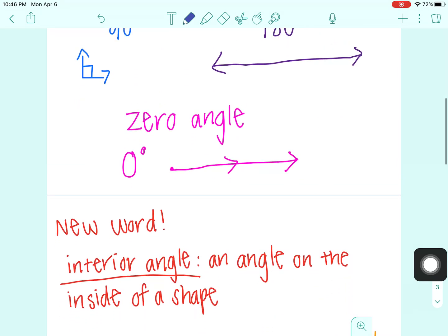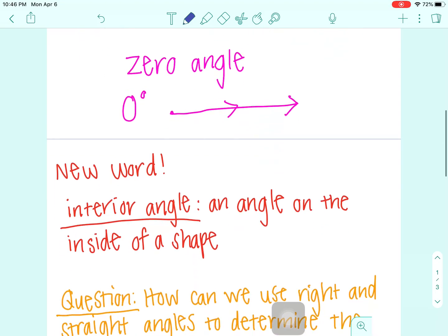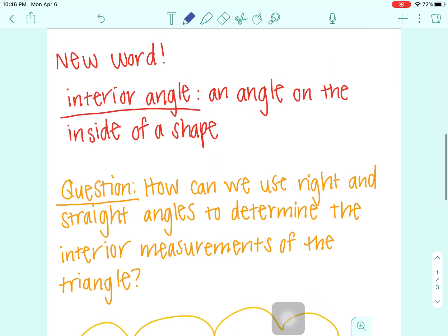Today we have a new word that we're going to talk about, and our new word is interior angles. An interior angle is the angle on the inside of a shape. So last week when we were talking about our pattern blocks and measuring the angles on the pattern blocks, the interior angles are the angles that are inside of those pattern blocks. So I have a question for you. How can we use right and straight angles to determine the interior measurements of the triangle? Any ideas?